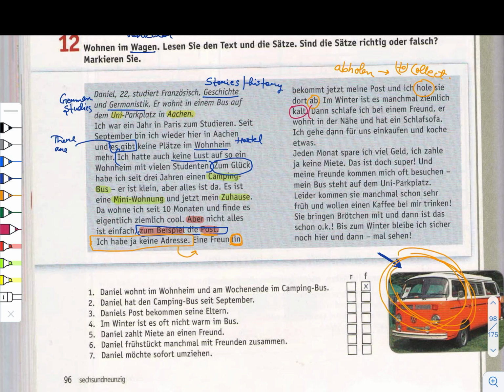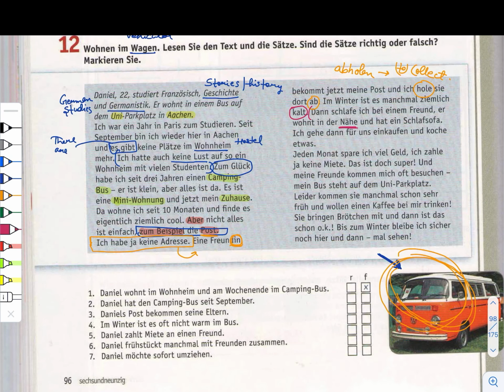Dann schlafe ich bei einem Freund. Wohnt in der Nähe. Und dann ein Schlafsofa. Okay. Then I sleep in a friend's apartment, and it is near only. He lives near the university. So nah means near. Und hat ein Schlafsofa, and he has a sleeping sofa where he can sleep. Ich gehe dann für ein Einkaufen und koche etwas. Now I go then for Einkaufen, for shopping, and I cook something.